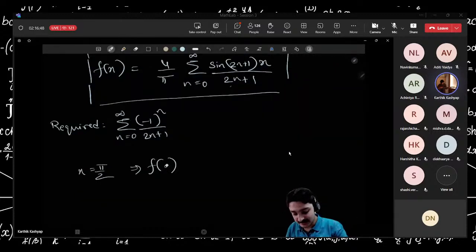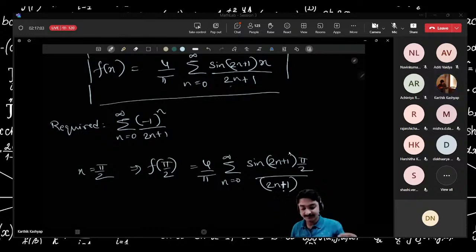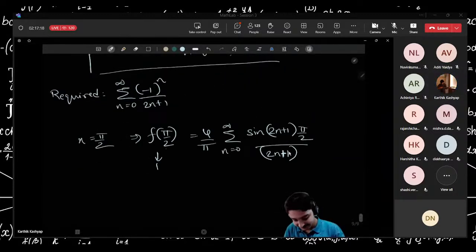We'll get pi by 2 is equal to 4 by pi times the summation n is equal to 0 to infinity sin (2n plus 1) times pi by 2 divided by 2n plus 1. So this is what we get. Now we know that the function f of x is equal to 1 for all values from 0 to pi, and pi by 2 belongs to 0 to pi. So f of pi by 2 is equal to 1.